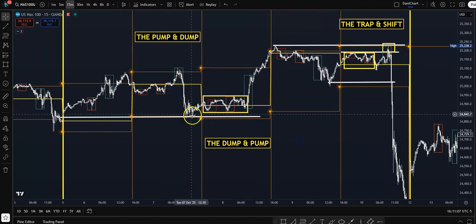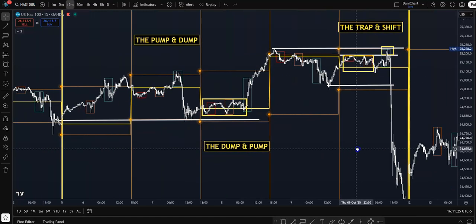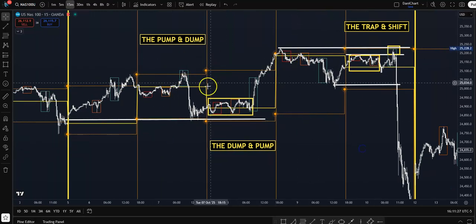Yeah, so very simple. Dump and pump, dump, coil, consolidation, pump. And then as this is pumping up, it pumps up, goes sideways, and then they dump it down. And they do the same thing every single day. Pump, coil, trap, and shift. Okay? These are all the setups. This had 3 setups, 3 best trade setups within a week.